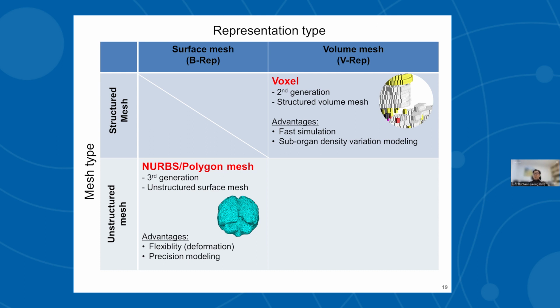The NURBS polygon mesh, this one, is classified as unstructured surface mesh. It is unstructured mesh, and it is surface mesh based on boundary representation, considering that in this geometry, an organ is defined by a single closed surface, which defines the boundary of the organ. This geometry has the advantages of flexibility, allowing deformation and precision modeling.